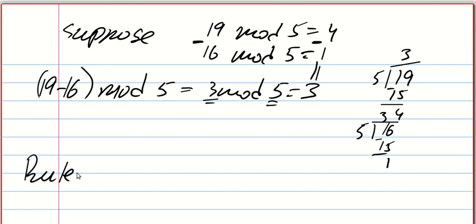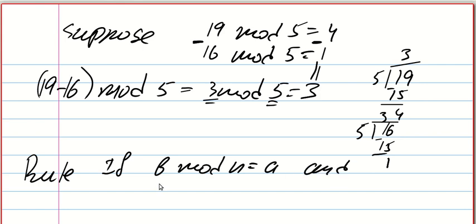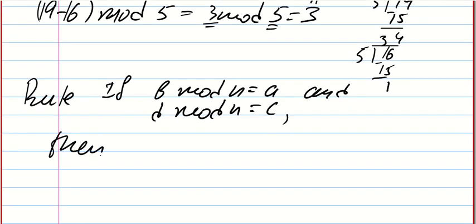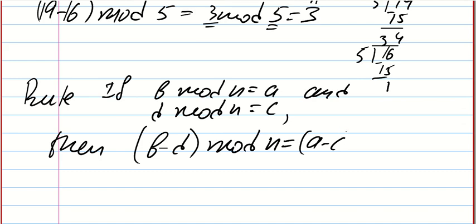So what would be the rule? The rule would say if B mod n is equal to A and D mod n is equal to C, then B minus D mod n is equal to A minus C mod n. That's how arithmetic works.